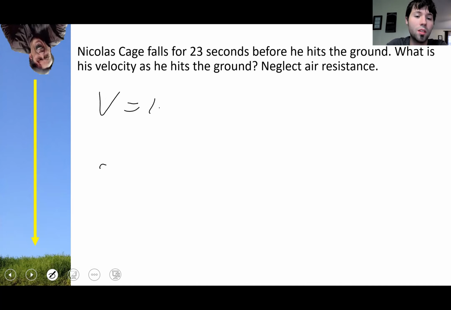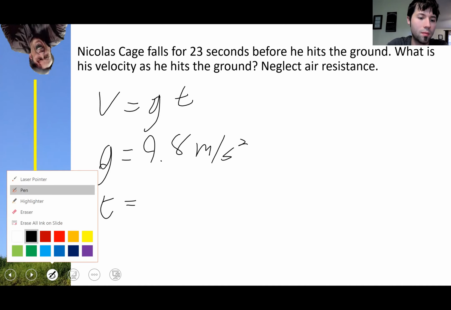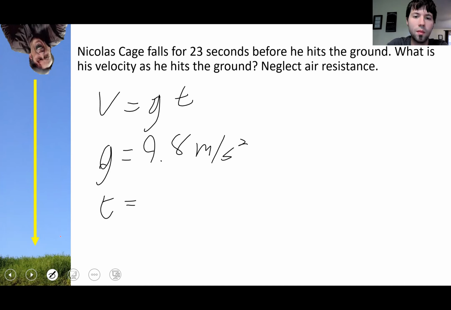Velocity equals g times t, gravity times time. And we know that little g again is 9.8 meters per second squared. I know I said that twice already. I just want to emphasize that, it's something you're just going to have to remember or write down. Time is given to us as 23 seconds.